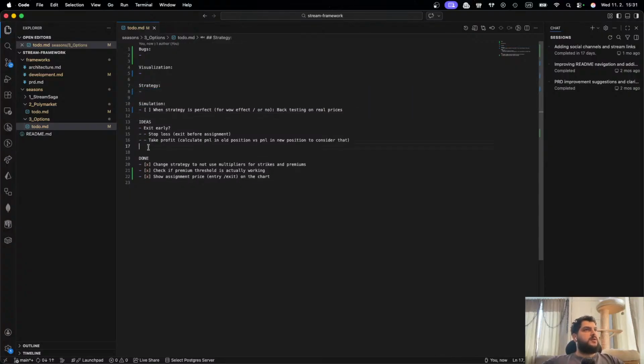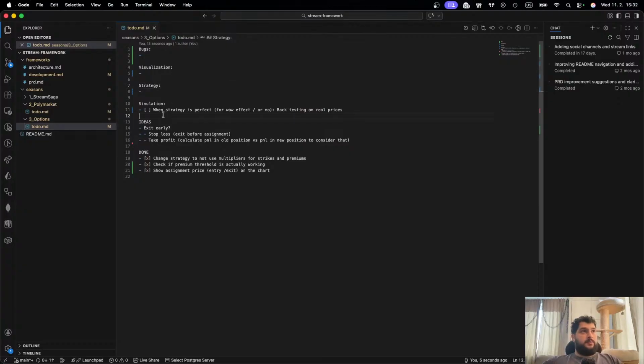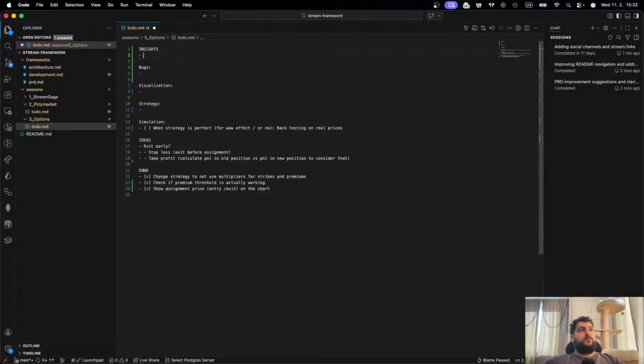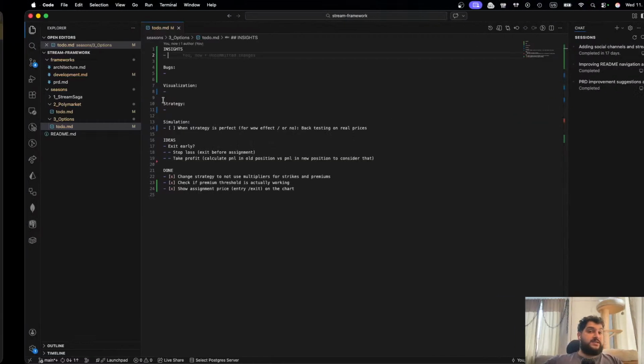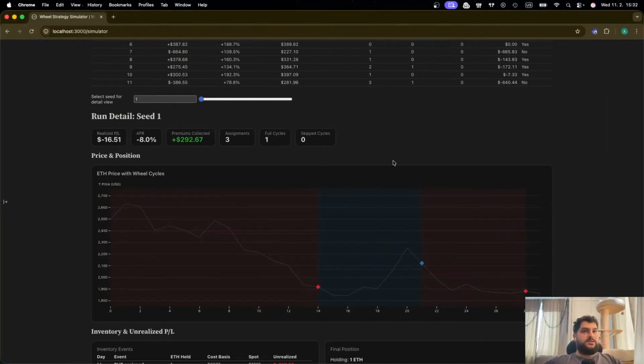Yeah. Okay, and some strategy ideas for the future. Okay, so we basically have a clean backlog here. Nothing to do right now. That's why I think let's just continue over here and write down our insights. And then we will move them to the tasks from the insights.